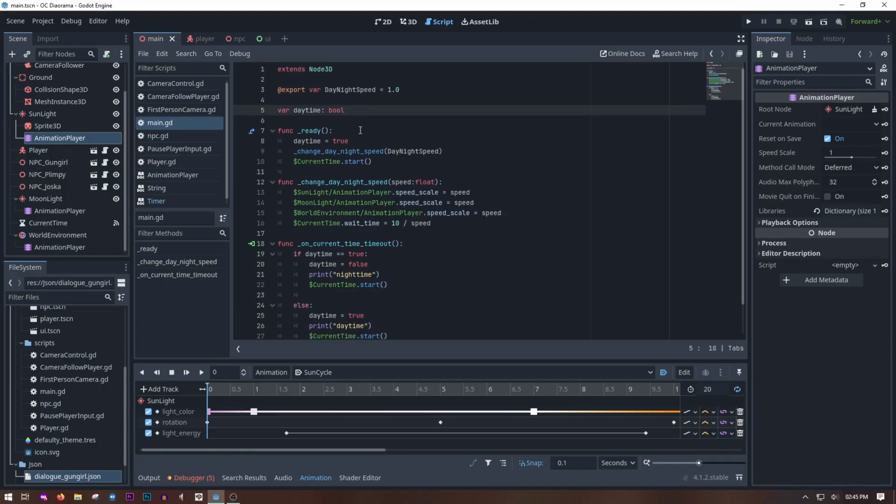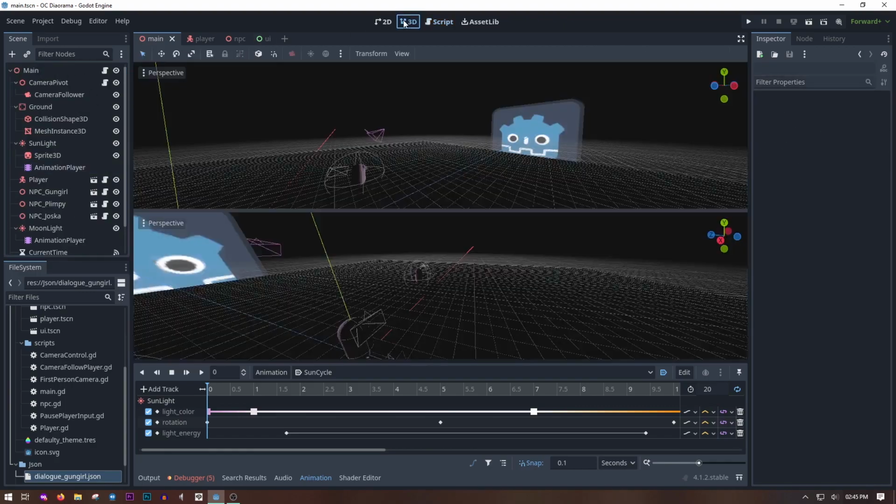So this is the main, and it seems it's only doing the day-night cycle. So that's all very nice. So let's have a look at the 3D view.